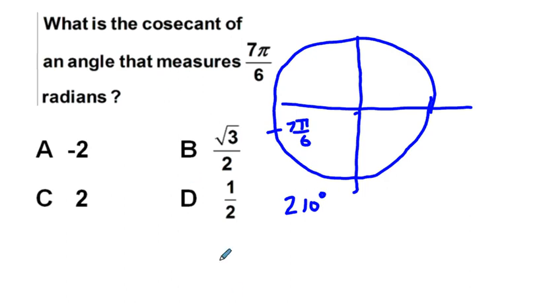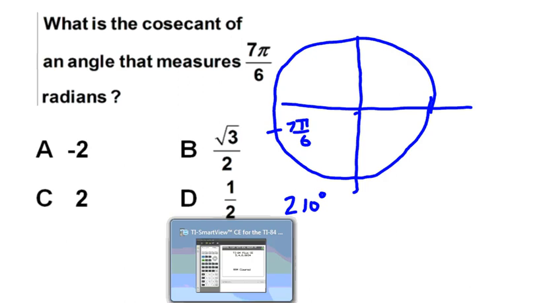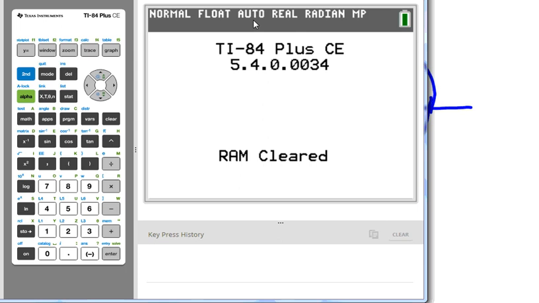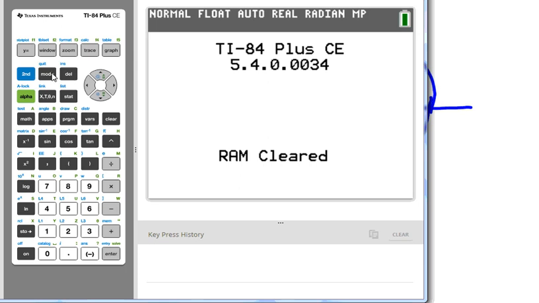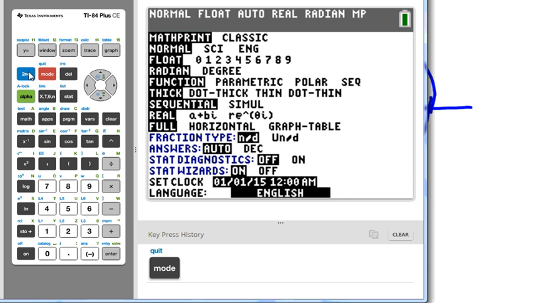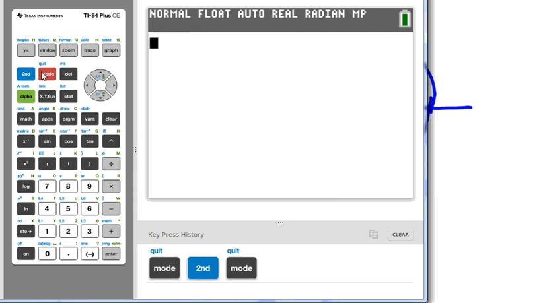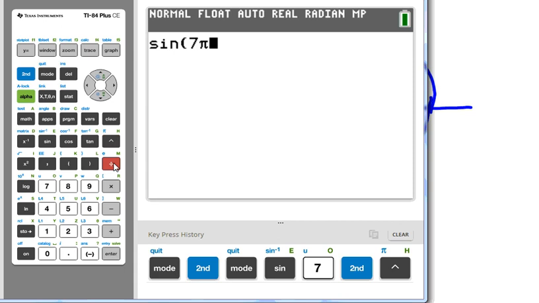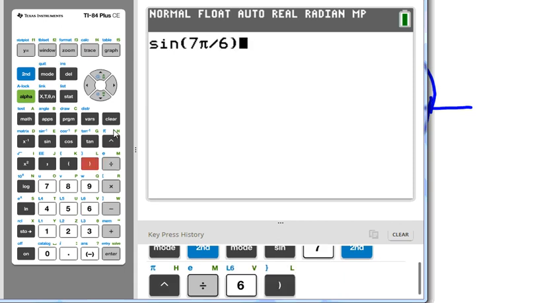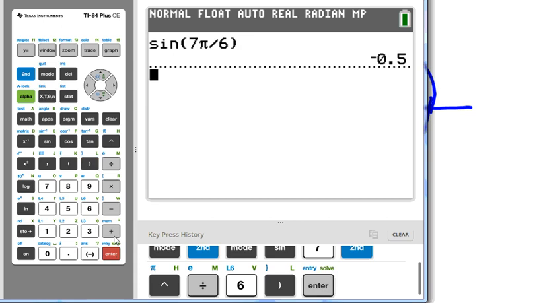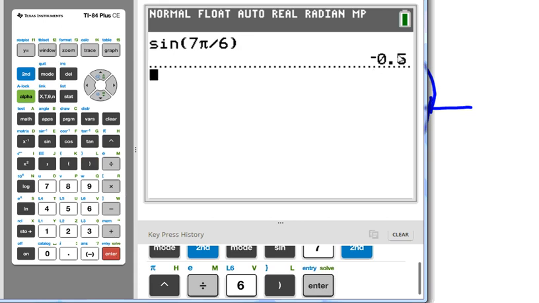or even in radians, if I go to my calculator, let's see what mode I'm in right now. Radians. Still in radians. So I'll go to second quit. So I'll go to sine of 7 pi divided by 6. You might find it easier just to convert to degrees. So we get negative 0.5, and we want cosecant.